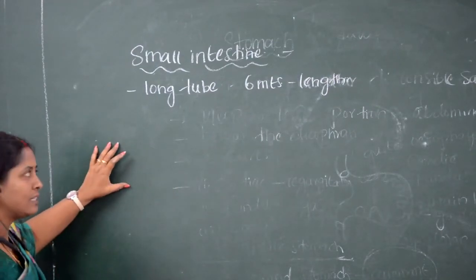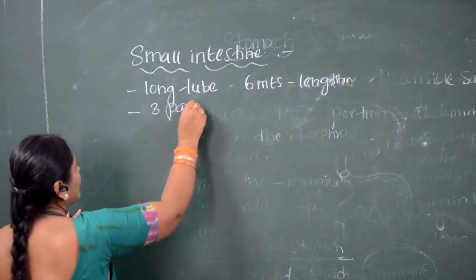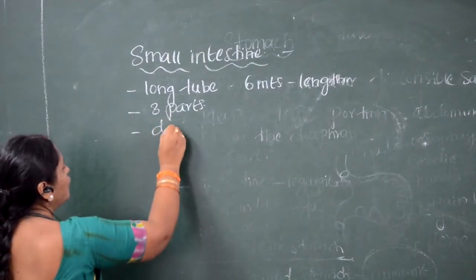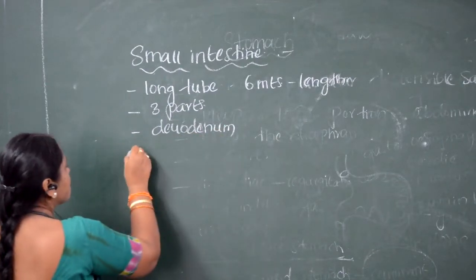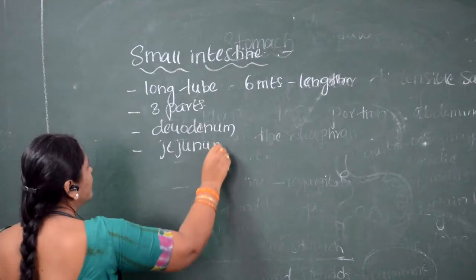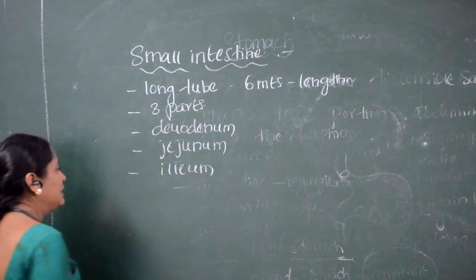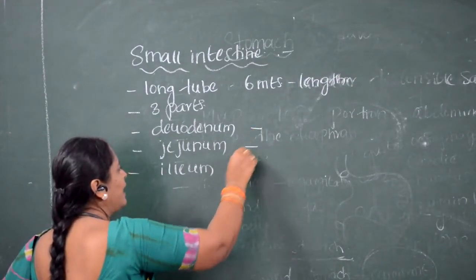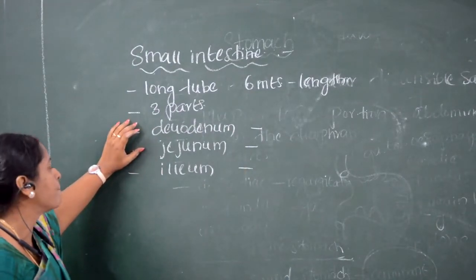The small intestine consists of 3 parts. The 3 parts are the duodenum, the jejunum, and the third one is the ileum. Now we will speak about these parts in detail. The first part in the small intestine is the duodenum.